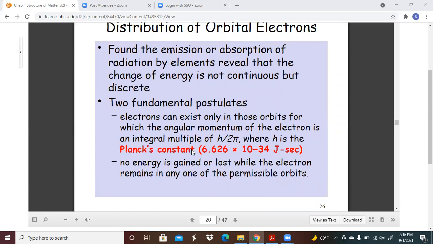So we found the emission or absorption of radiation by elements reveals that the change in energy is not continuous, but it is discrete. So we've got two fundamental postulates. Electrons can exist only in those orbits for which the angular momentum of the electron is an integral multiple of h divided by 2 pi, h being Planck's constant, which is given there 6.626 times 10 to the minus 34th joule seconds. No energy is gained or lost while the electron remains in any one of those permissible orbits. Seems strange, but that's the way it is.